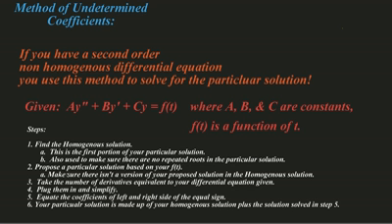And so you're going to look at your f of t, and if it's e to the 10t, you're going to propose a solution of a e to the 10t, some constant you don't know what a is. If it's cosine, for instance, of t, you would need to do cosine of t plus sine of t, because cosine and sine come together.